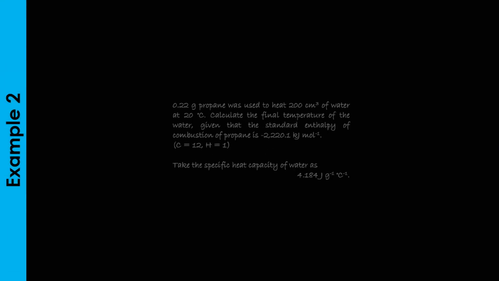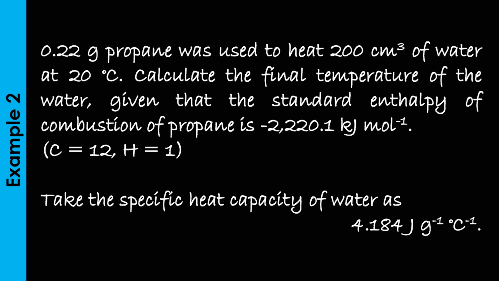Example 2. 0.22 grams of propane was used to heat 200 cm³ of water at 20 degrees Celsius. Calculate the final temperature of the water, given that the standard enthalpy of combustion of propane is minus 2220.1 kilojoules per mole. Take the specific heat capacity of water as 4.84 joules per gram per degree Celsius.